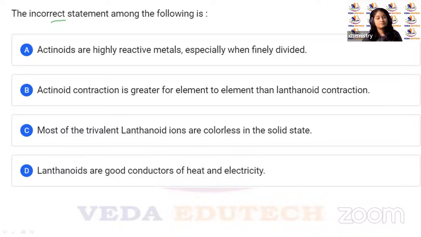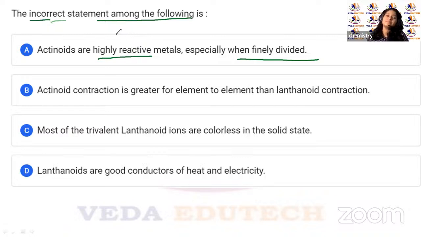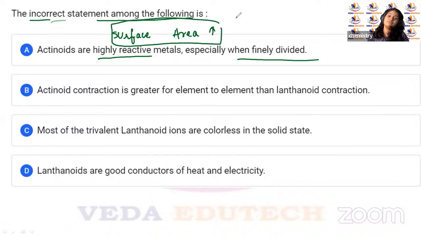Okay, let's see, children. Which one of the following is incorrect? The incorrect statement among the following is being asked to us, right? So let us see. Actinoids are highly reactive metals, especially when finely divided. So what happens, children, when you break down something? The surface area increases. And when the surface area increases, reactivity is directly proportional, so your reactivity is also going to increase.